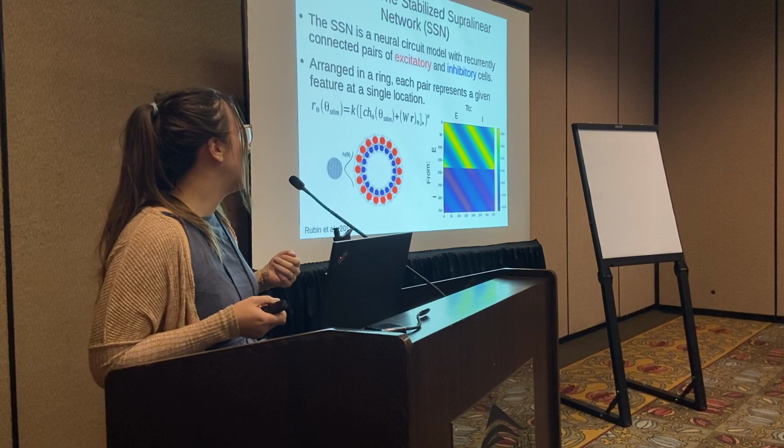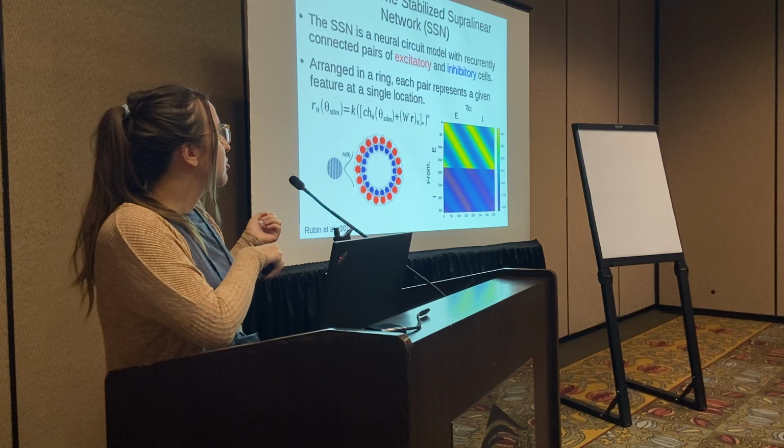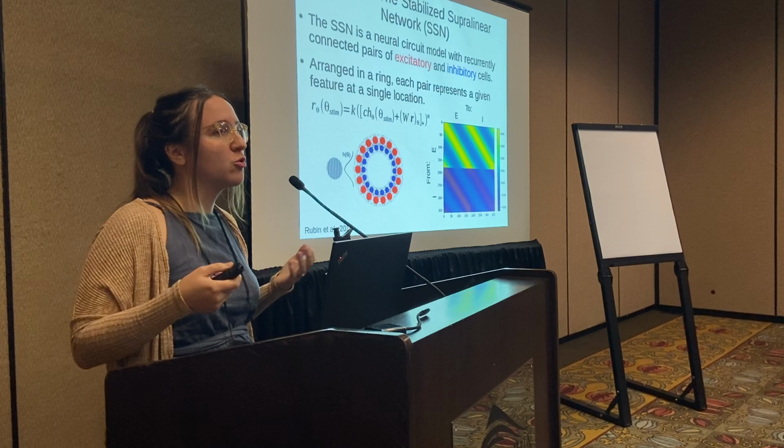So the way it works is that it's comprised of pairs of excitatory and inhibitory neurons, excitatory in red, inhibitory in blue. In this version of the SSN, those neurons are arranged on a ring, and you can think of each pair of E and I cells at each different location on the ring as having a different preferred feature. In this case, it's easiest to think of it as a different preferred orientation.